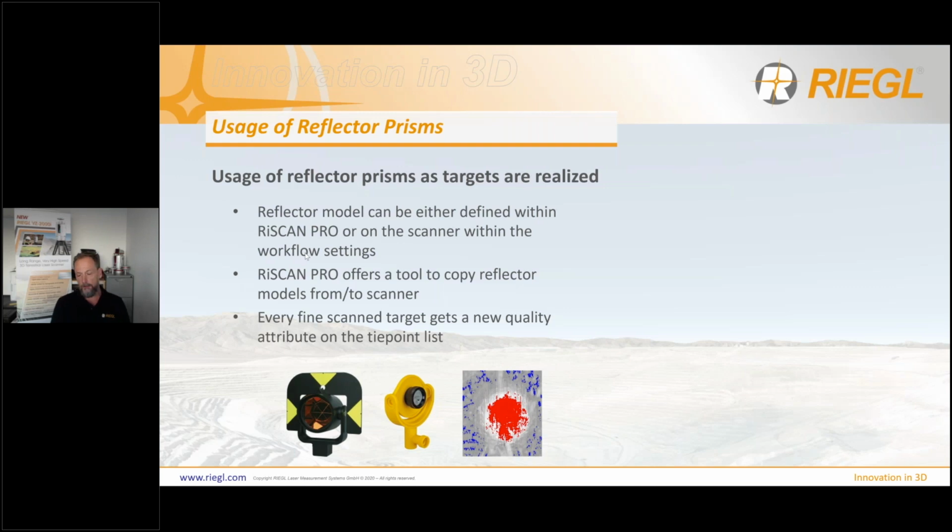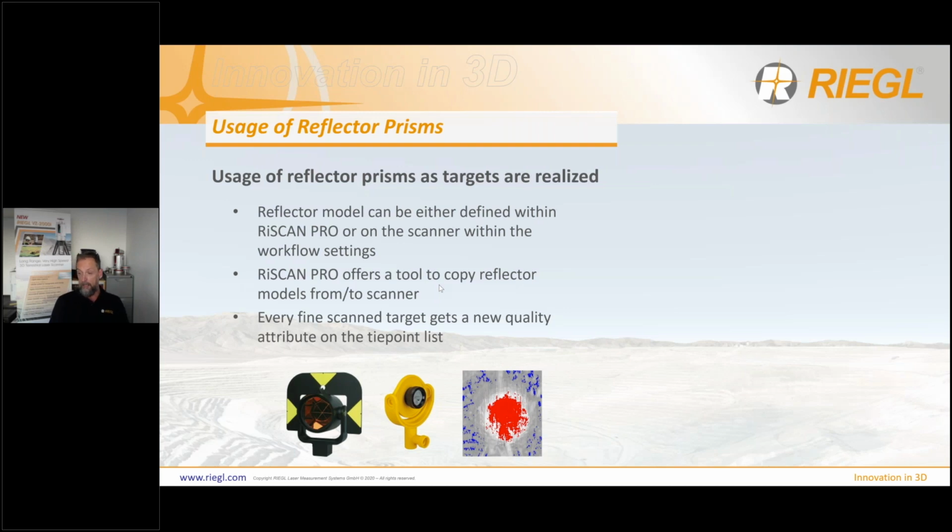I want to mention on this slide that we can now really use reflector prisms as targets. In the past, prisms with scanners were always a problem. And we simply know in a mining environment, you can have hundreds of prisms around and you cannot avoid the prisms and you don't know where they are exactly. So in the very beginning, prisms even damaged some of our scanners because they reflect all the laser energy back, and the detector inside the scanner is simply not made for such high amplitude values.